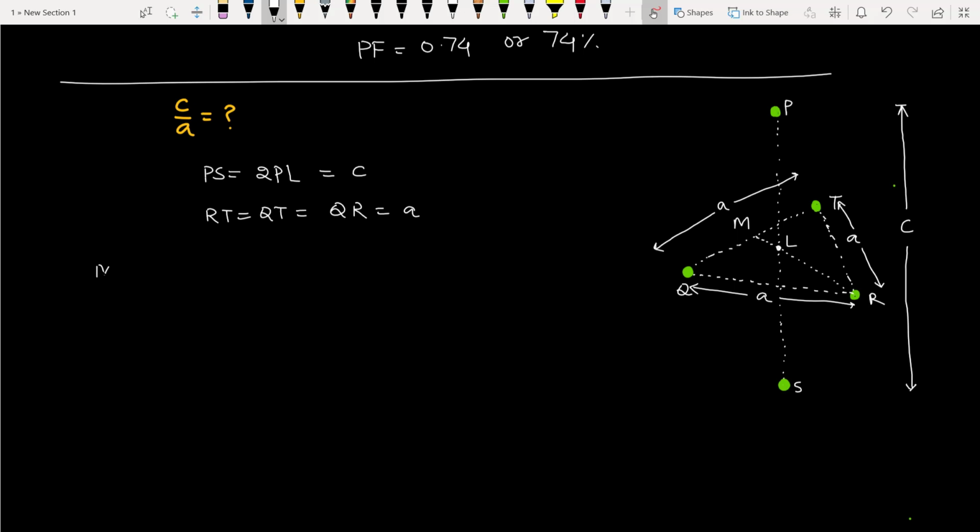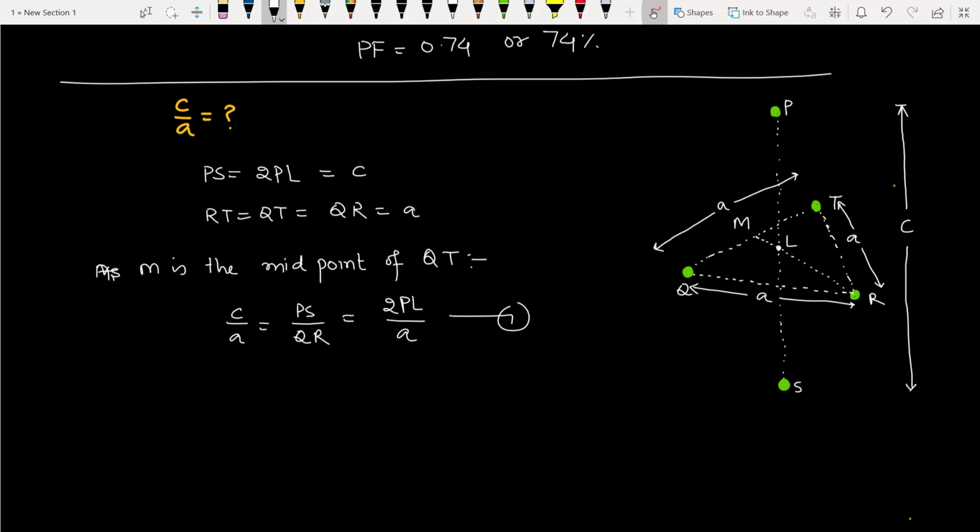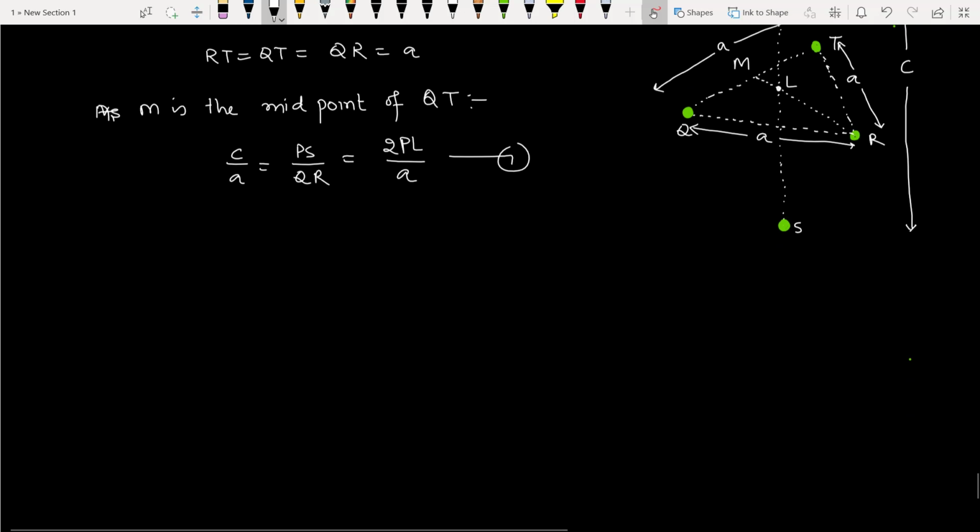So as M is the midpoint of QT, C by A will be equal to PS by QR, which is equal to twice PL divided by A. So our main emphasis will be on finding the PL, and we will get C by A, and we will redraw this equilateral triangle as QRT.